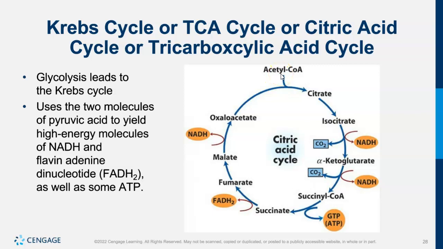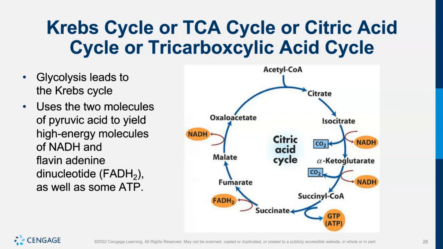This brings us to the Krebs cycle or the TCA cycle. I usually call it the TCA cycle. The Krebs cycle is named after the person who discovered, or identified, the cycle. There are some other names for it, like the citric acid cycle or the tricarboxylic acid cycle. I use the TCA cycle as probably the easiest one.